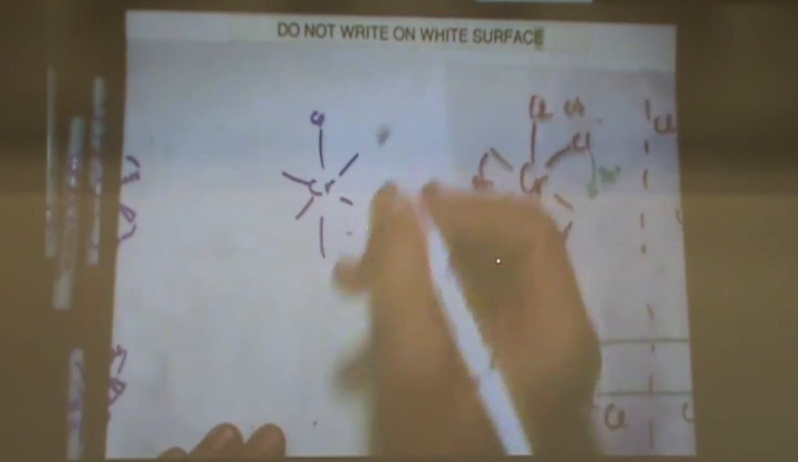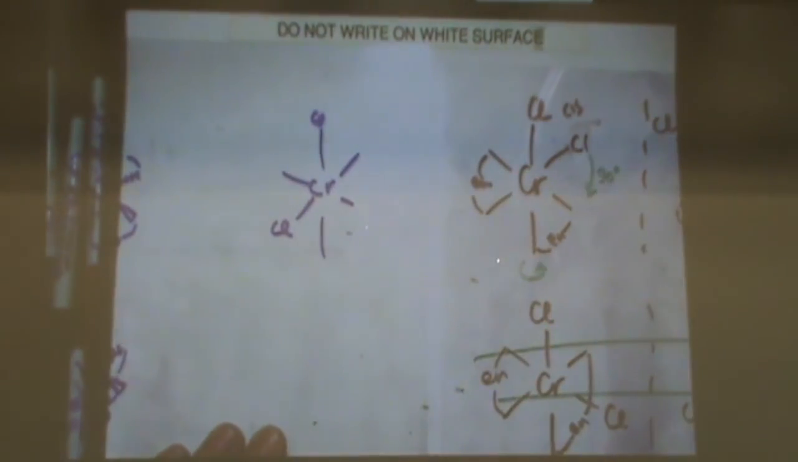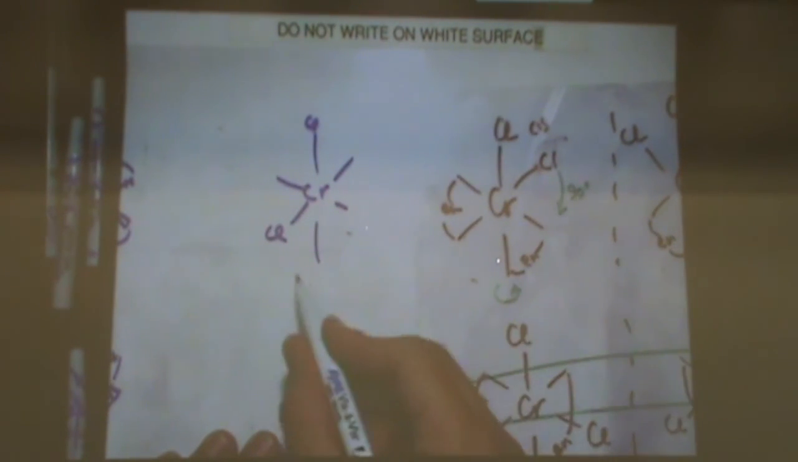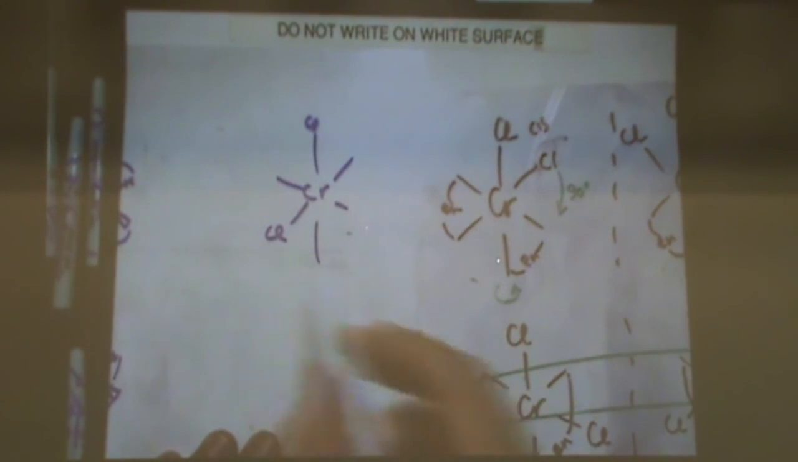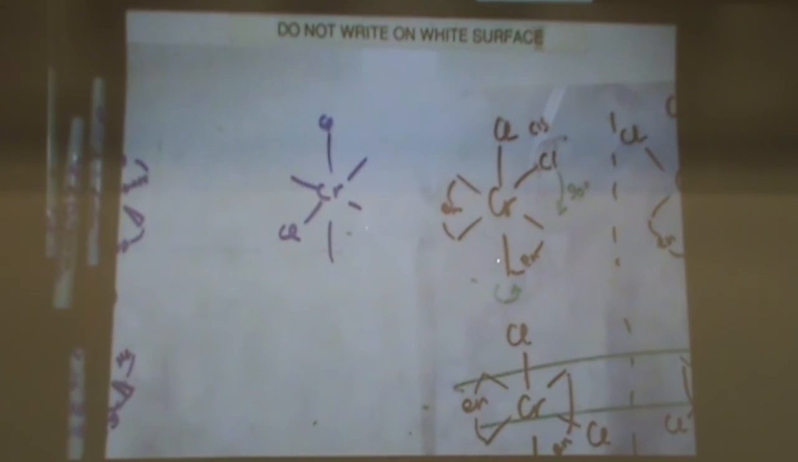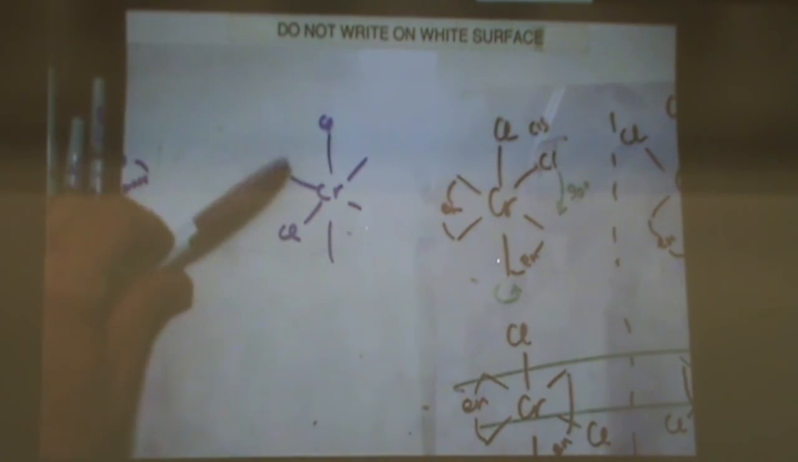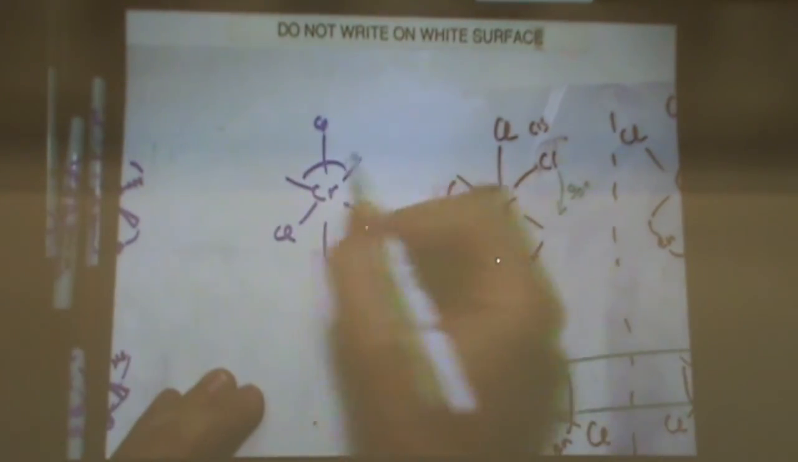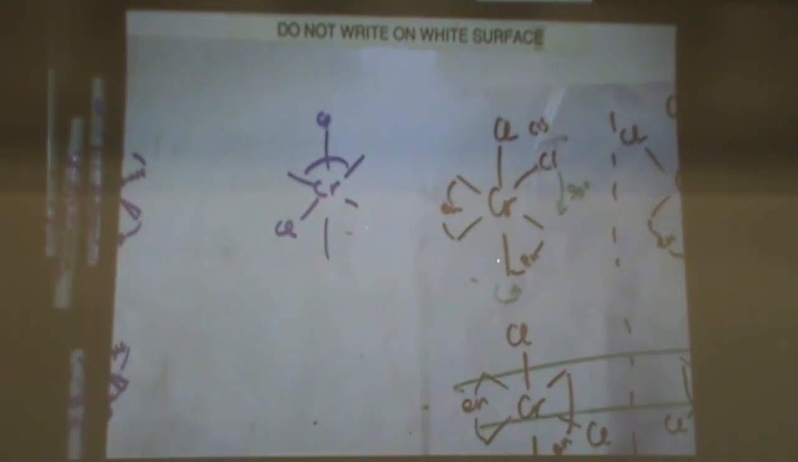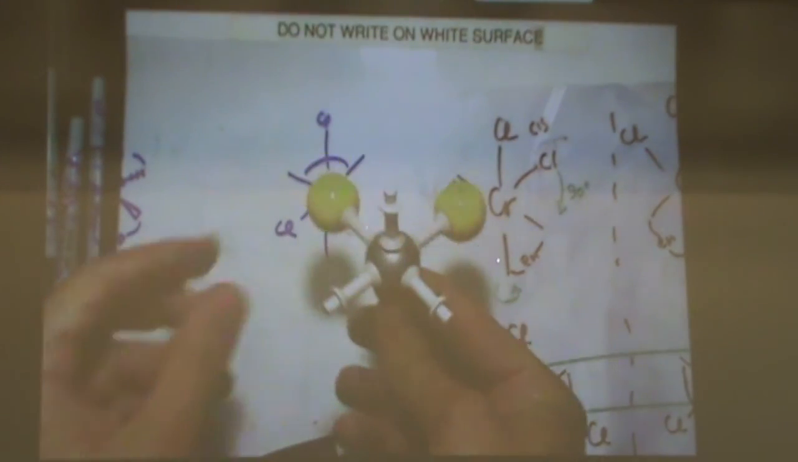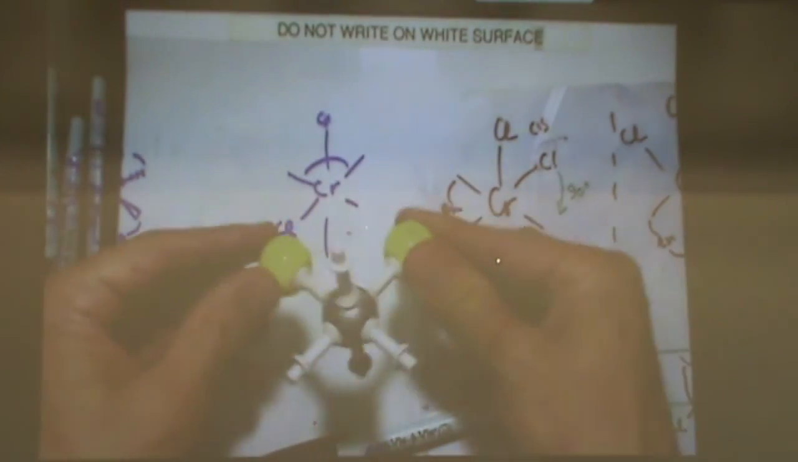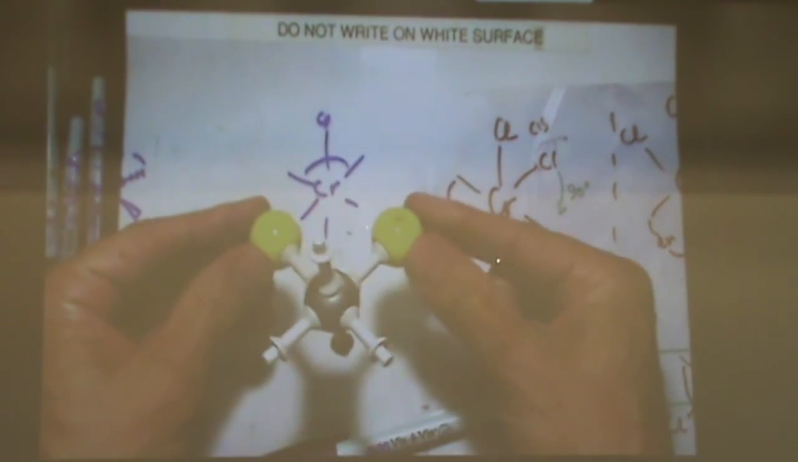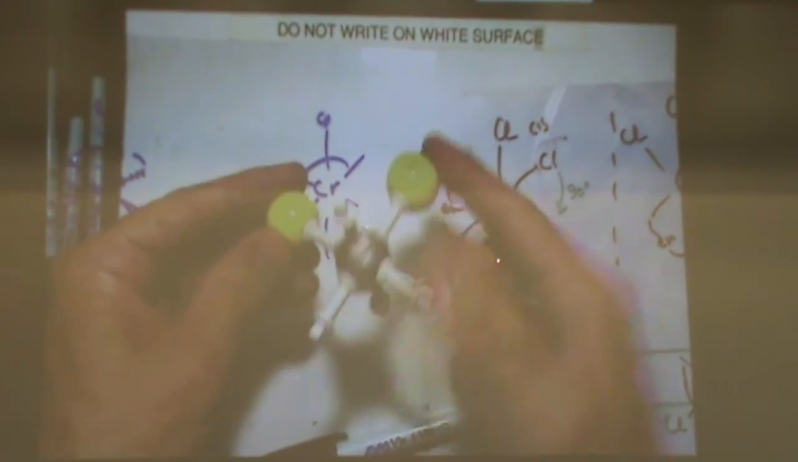The CL is still there. That one went 180. Okay, 180. Now it's here. You want it here? These are 90 from each other. This is a 90-degree angle right there. You're talking about these two. These are 90 from each other. 180 is here and here.